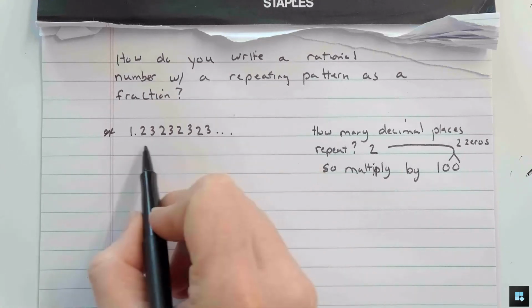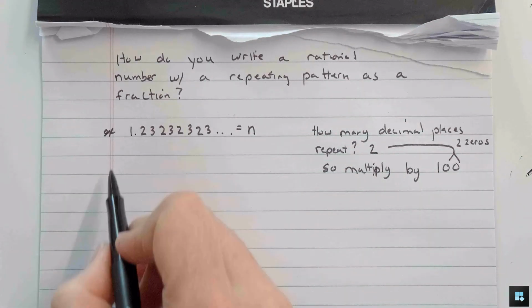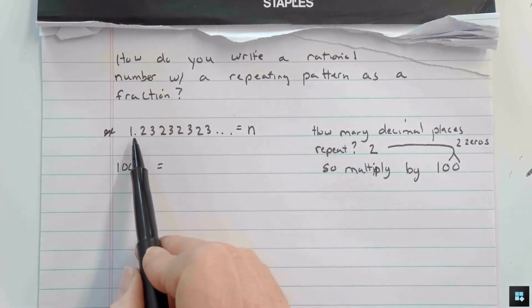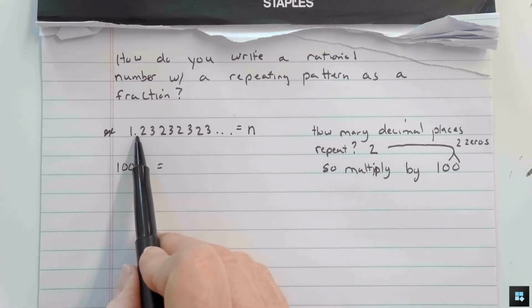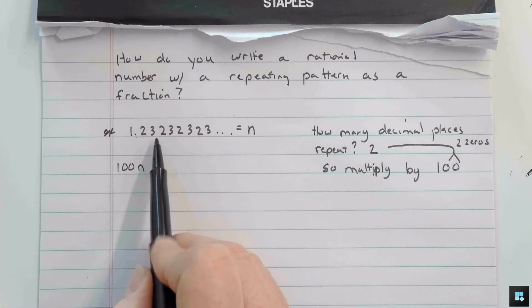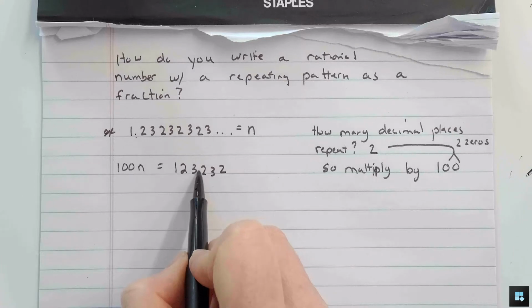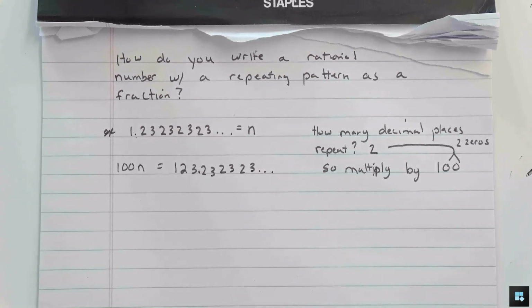So call this number n that we're starting with. And now we're going to have 100 times n. Now you can do this by hand by moving your decimal place 2 to the right. So my decimal was between the 1 and 2. Now I'll move it 2 places to be between the 3 and 2. Because I'm multiplying by 100, that moves the decimal place 2 places to the right. And again, you could do that in your calculator, but don't round off if you do.